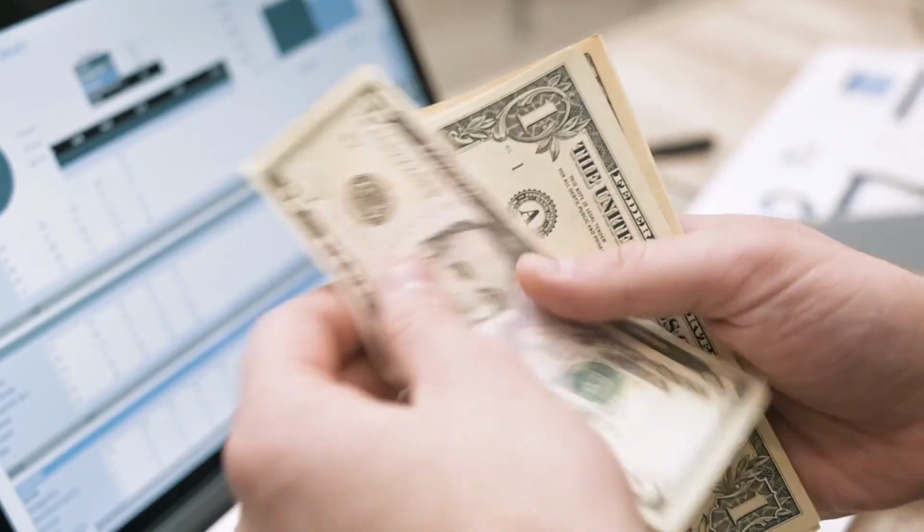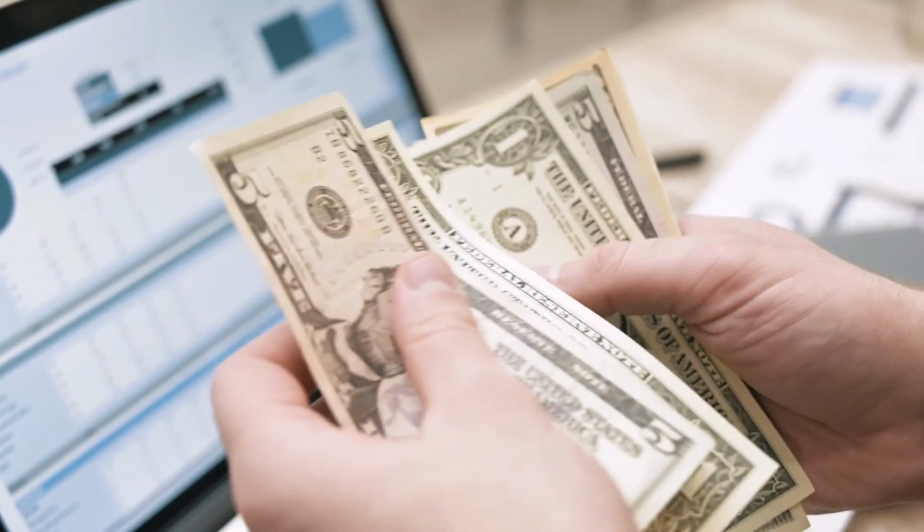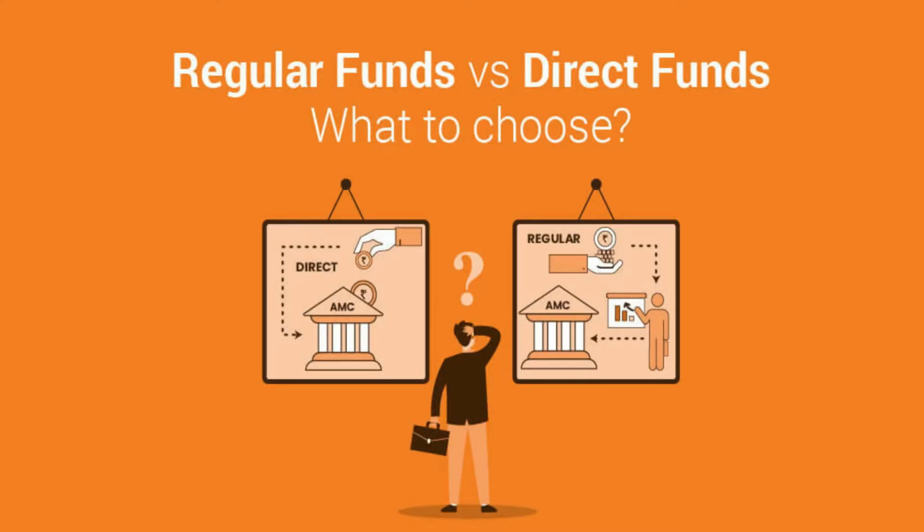And the final one is brokerage fees. Brokerage fees are incurred by the investor, or the investor needs to pay brokerage fees for investing in a mutual fund, if and only if the investor is buying a regular mutual fund. Every mutual fund has two different types. One is the regular mutual fund, one is the direct mutual fund. If you are buying a direct mutual fund, you don't have to pay any brokerage fees.